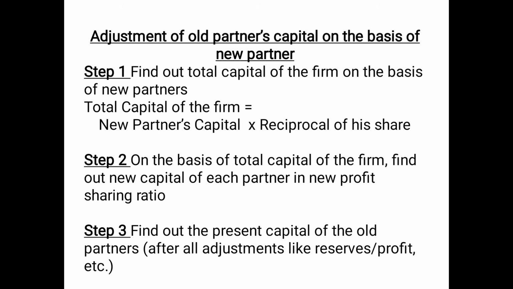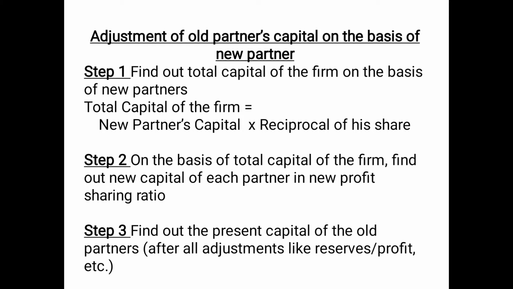So let us discuss the steps of adjustment of old partner's capital on the basis of new partner. Step number 1 is to find out the total capital of the firm on the basis of new partner. The formula will be total capital of the firm is equal to new partner's capital into reciprocal of his share. For example, if C is coming as a new partner for 1/6 share, and he is bringing 20,000 as capital, then the new capital of the firm will be 20,000 into 6/1, that is the reciprocal of his share.